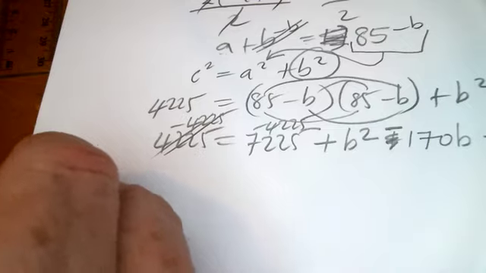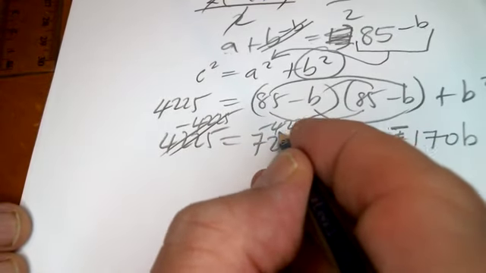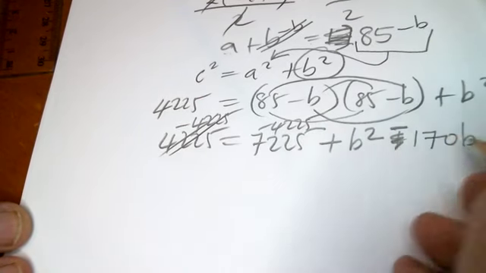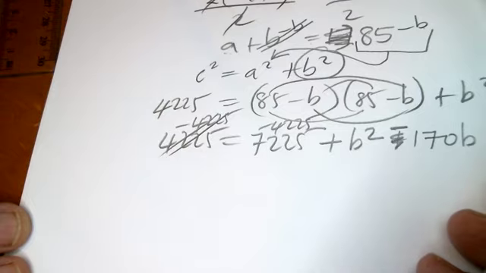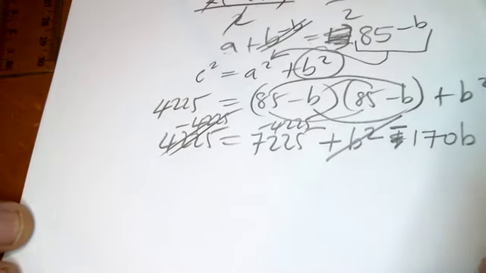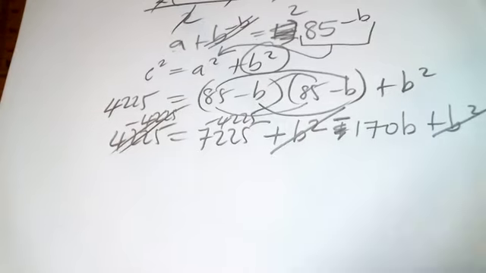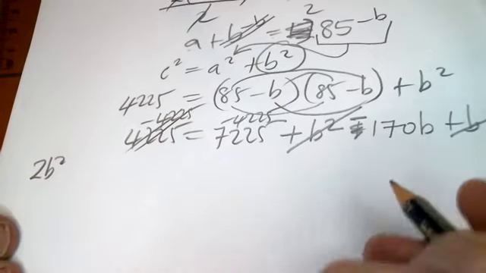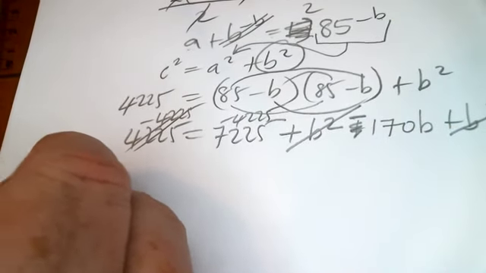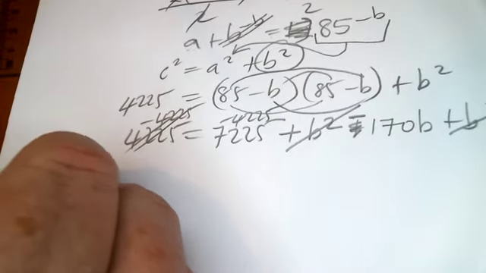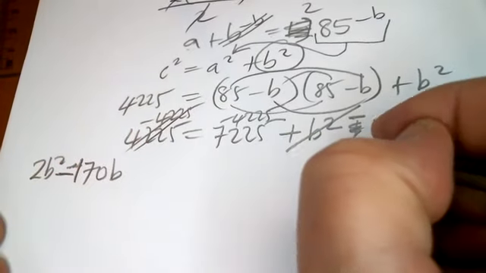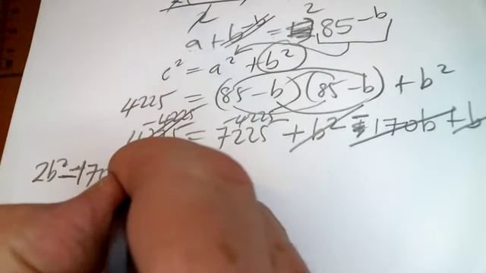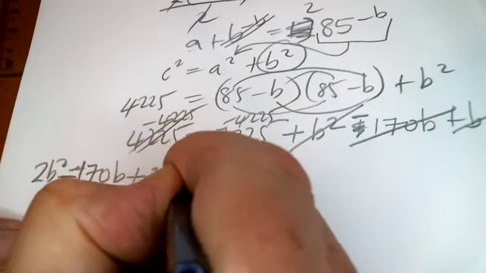So 7,225 minus 4,225 is going to be 3,000. We've also got a b squared and a b squared, which is going to be 2b squared. So I'm going to cross those two out, and I'm going to write 2b squared, there it is. And what else have I got? Minus 170b, minus 170b. So I'll get rid of the minus 170b. And this comes to plus 3,000 equals 0.